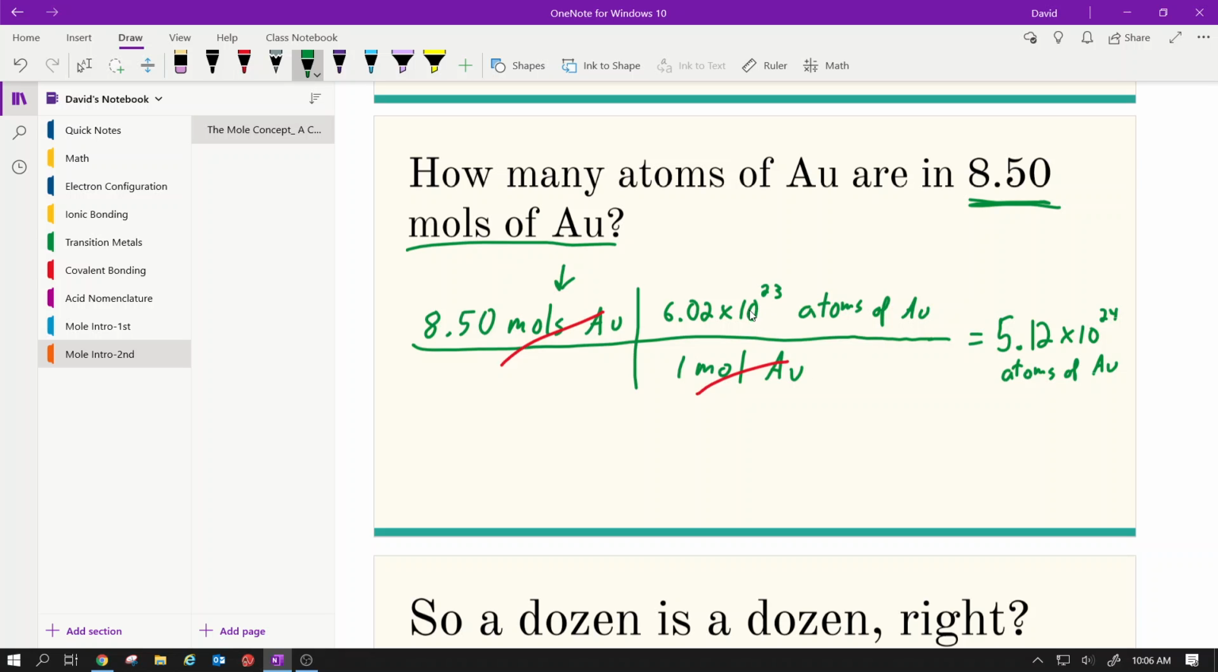Well, they're the same. That's kind of like saying, are there 12 eggs in a dozen, or in 1 dozen are there 12 eggs? Here's what I'll tell you: there are 6.02 times 10 to the 23rd atoms in 1 mole. So 1 mole has that many atoms. Did I answer your question, or was it a different question?